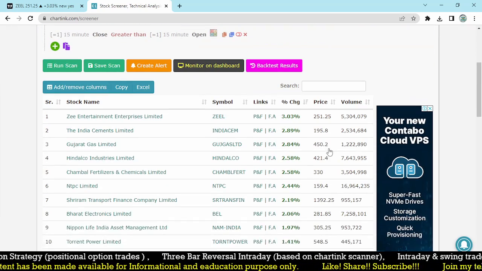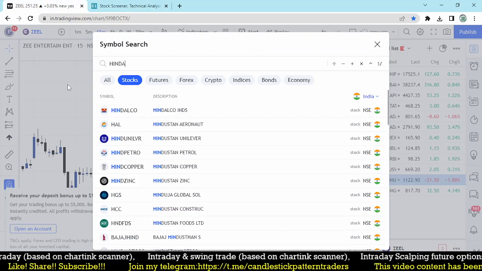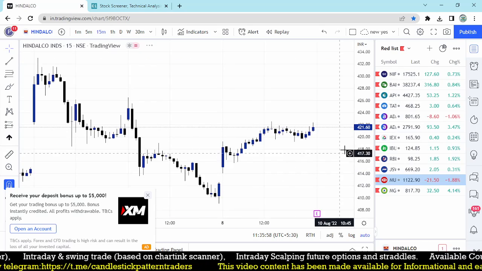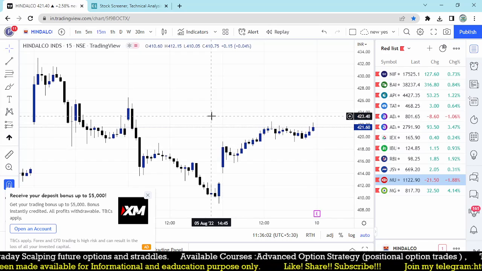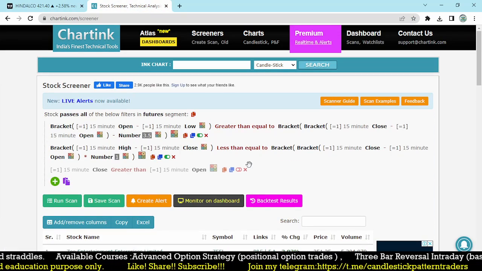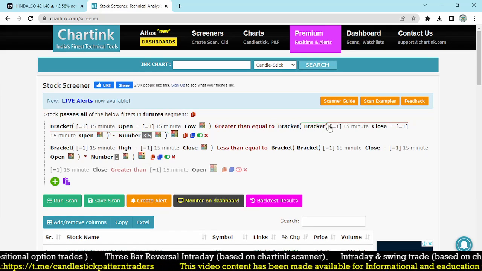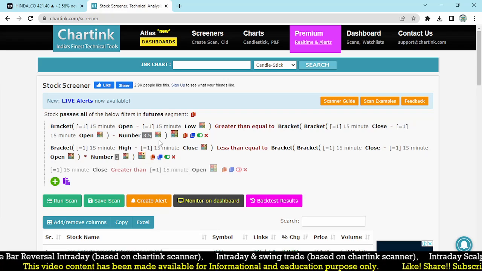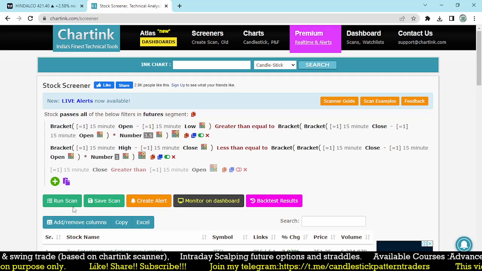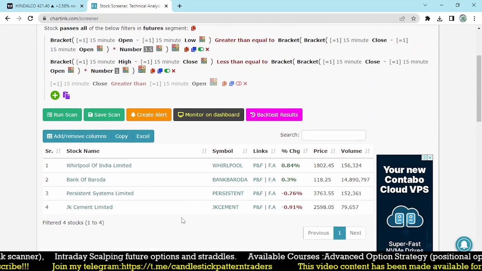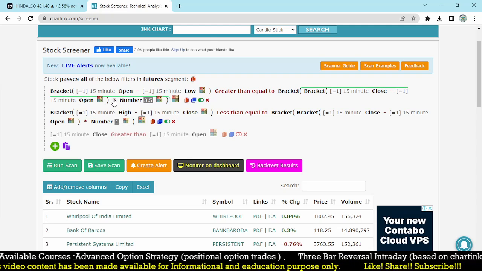Let's check it out. Hindalco, Gujarat Gas. It is not opening. Hindalco. There is the mistake. Here also is the mistake. We have to multiply it. Let's see now. So we made a mistake at this point. We have to multiply. We made it negative.